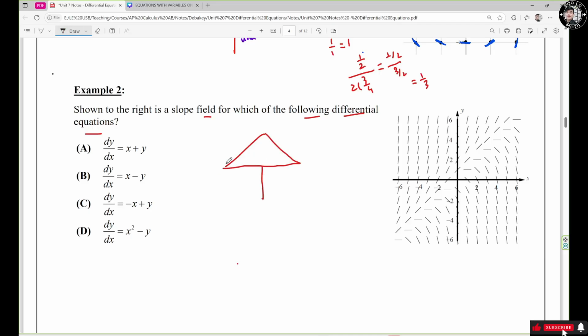Alright, if you see the tangent line like this, the slope is positive. If you see the tangent line like this, the slope is negative. Remember, the bigger the slope, the steeper. Remember, the smaller the slope, the steeper. If the tangent line is going this way, the slope is 0. Tangent lines going this way, the slope is undefined. Keep that in mind. Alright. Now, here's a trick when you do the multiple choice questions.